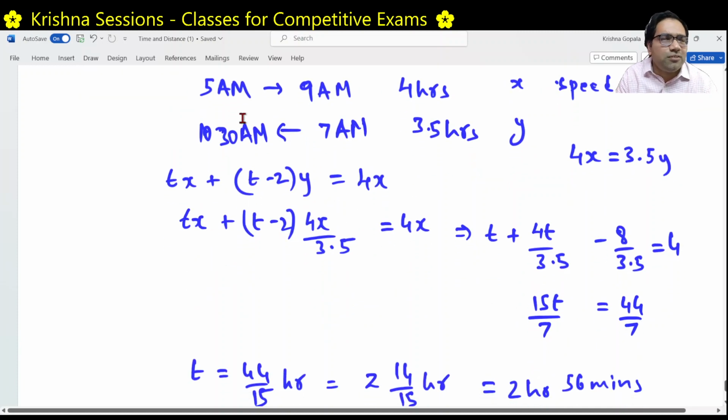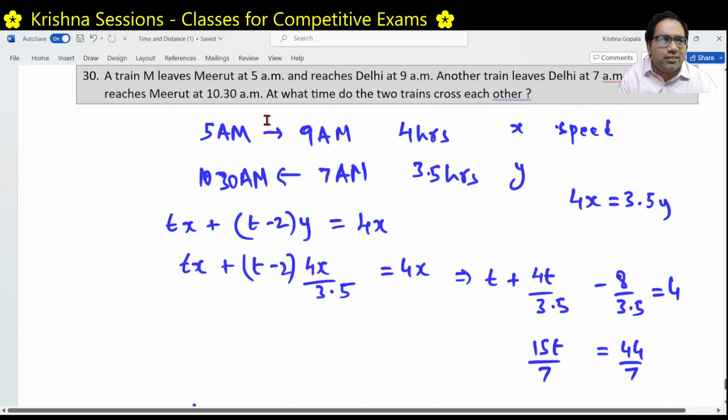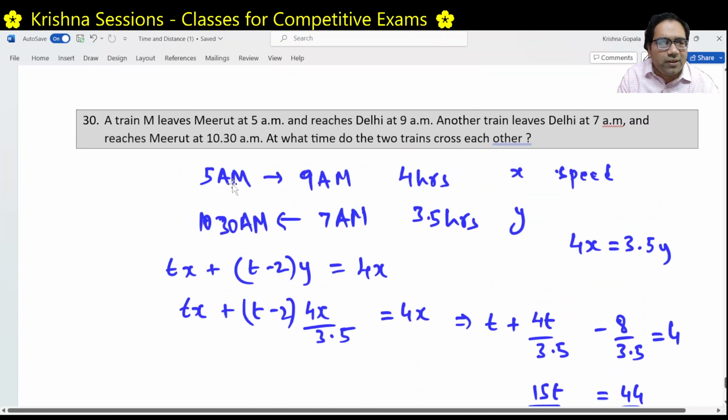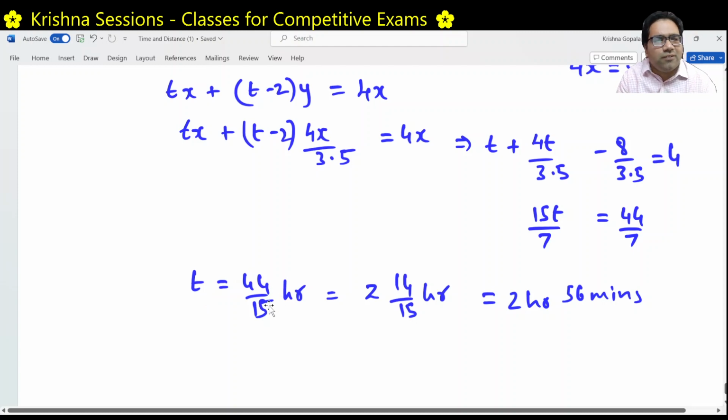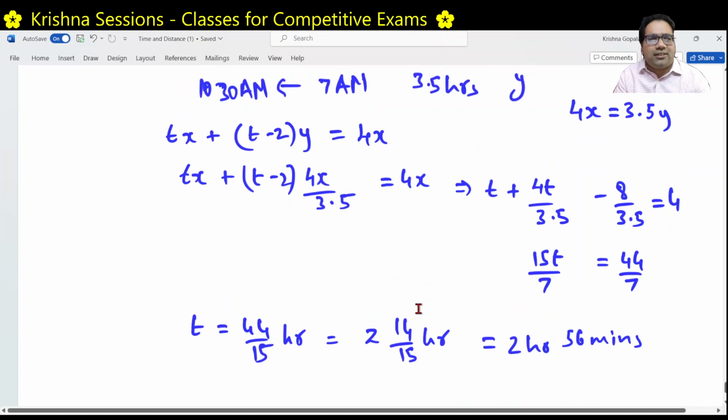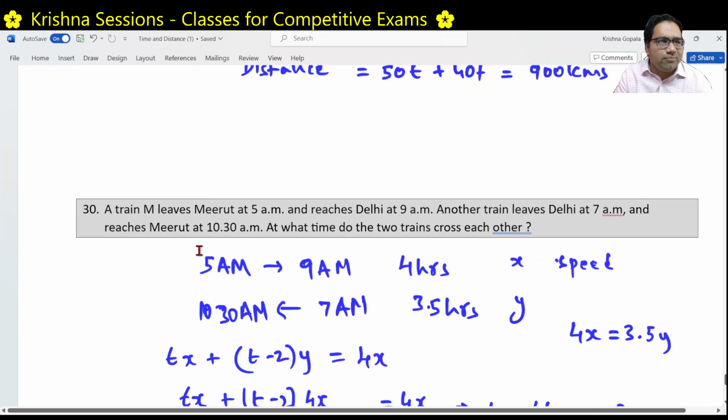t is the time traveled by the first train. Since 5 a.m., how many hours did it take for them to cross each other? That is t. Now t equal to 44 by 15 hours. What is that? 2 into 15 plus 14, so 2 and 14 by 15 hours. 14 by 15 hours into 60 minutes is equal to 14 into 4, which is equal to 56 minutes.